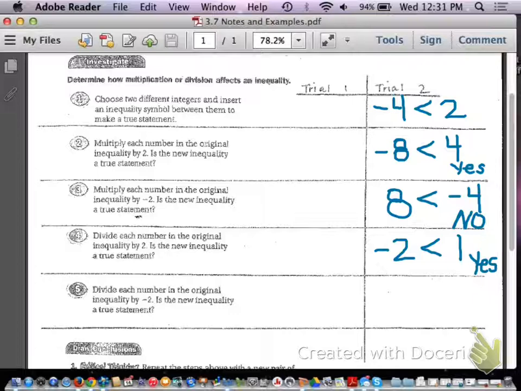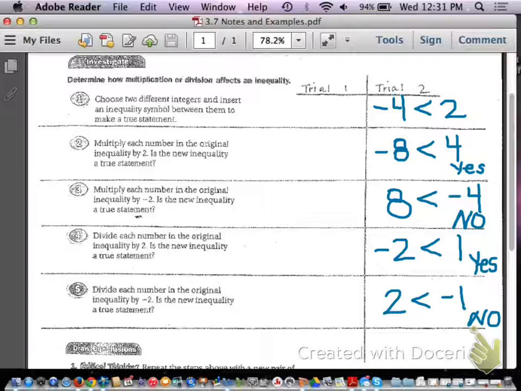For step 5, divide each number in the original inequality by -2. -4 divided by -2 is a +2. 2 divided by -2 is a -1. Is 2 less than -1? No.